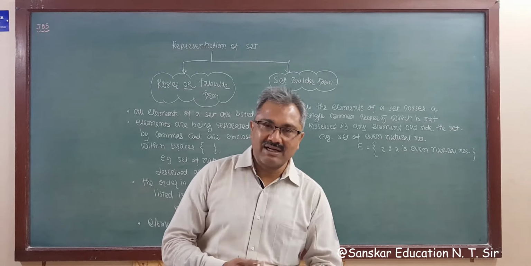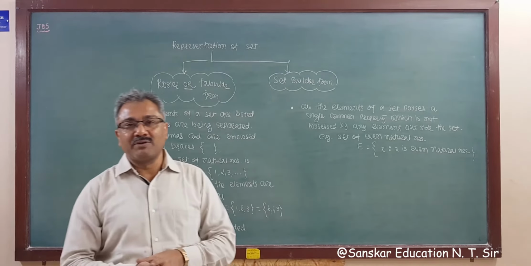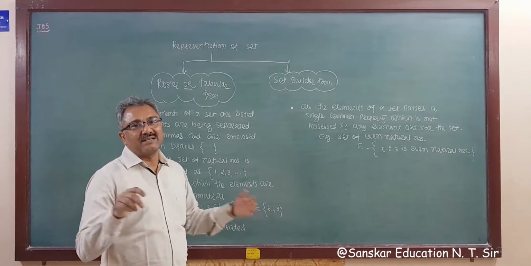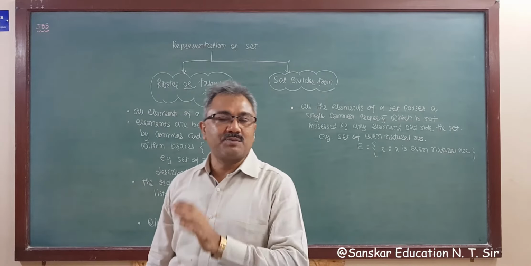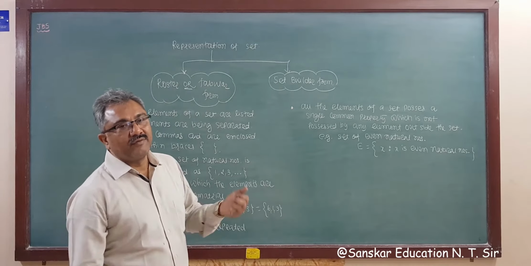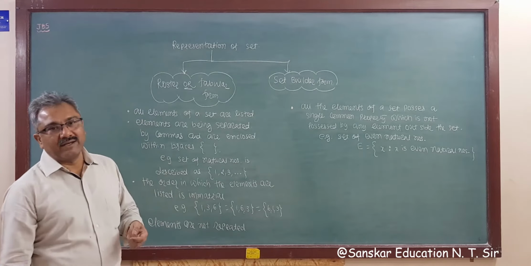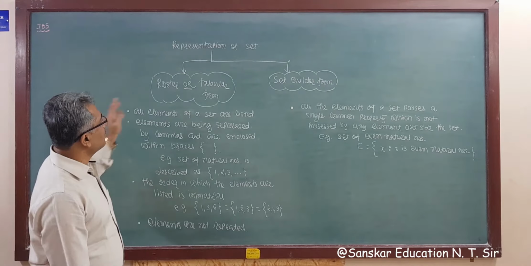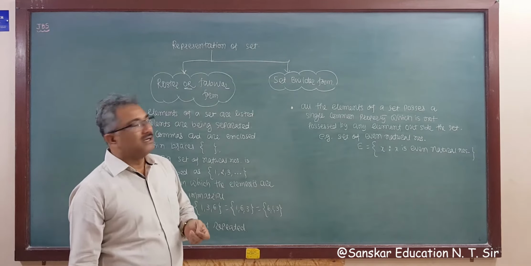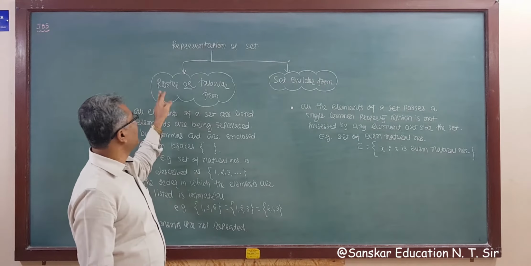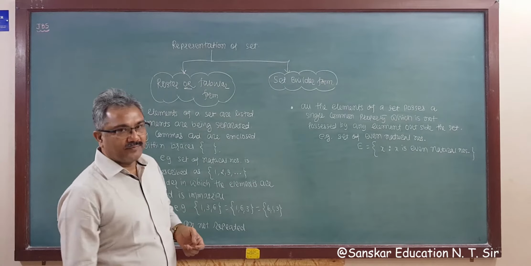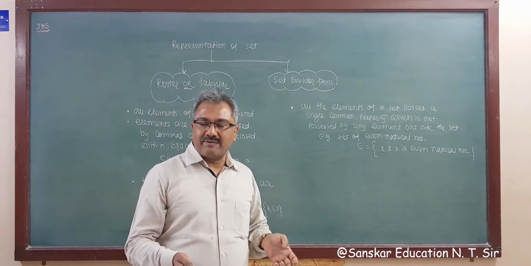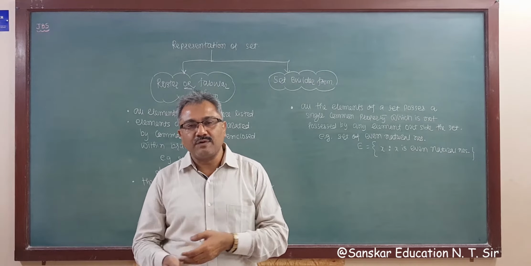In the previous class we learned about the different types of sets. A set is a collection of well-defined objects. Now, to represent a set there are two methods. One is the roster method and the second is the set builder form. The roster method is also known as the tabular method. This is a kind of revision for you.